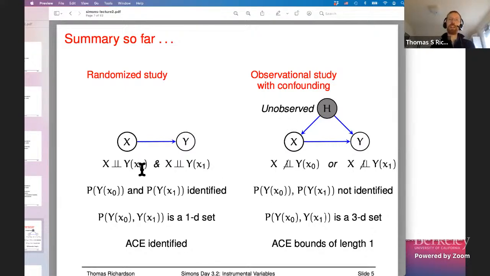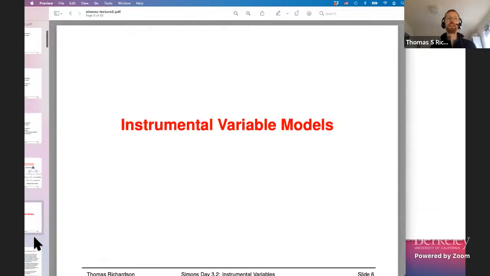And we saw that in the randomized study, the margins of the potential outcomes were identified. The joint was a 1D set. In the observational study, the margins were not identified. The joint was a 3D set. Over here, the ACE was identified. Here we had bounds of length one. Okay, on to instrumental variables. So just to provide a provocative example to think about and to provide some motivation.